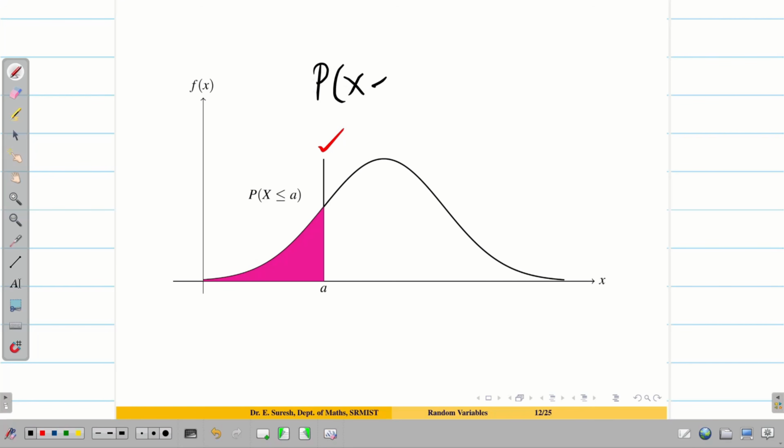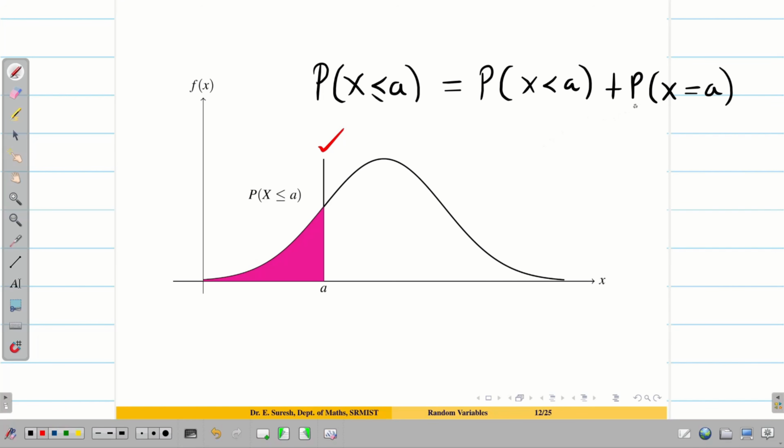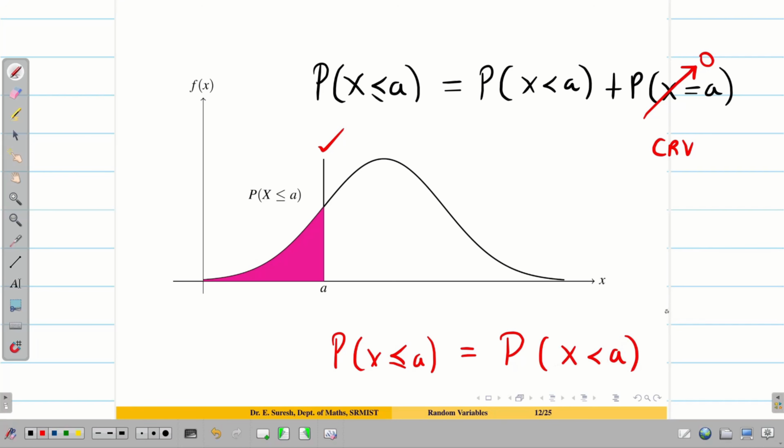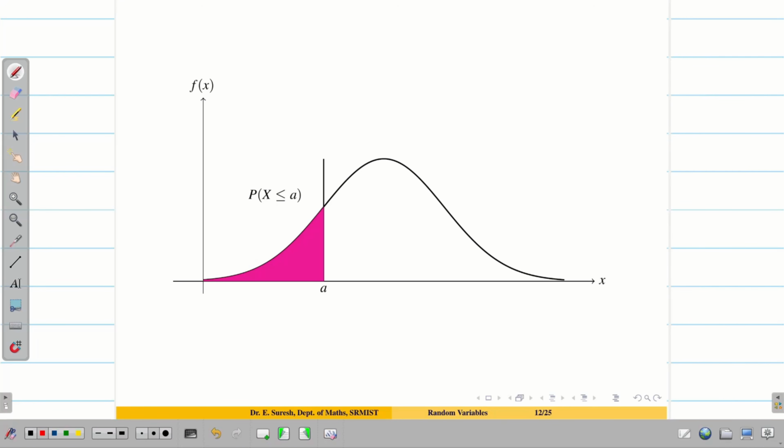So I am going to rewrite this probability of x less than or equal to a as probability of x less than a plus probability of x at the particular point a. Just now we saw that in a continuous random variable, the probability at a particular point is always 0. Therefore, probability of x less than or equal to a is always equal to probability of x less than a in a continuous random variable.